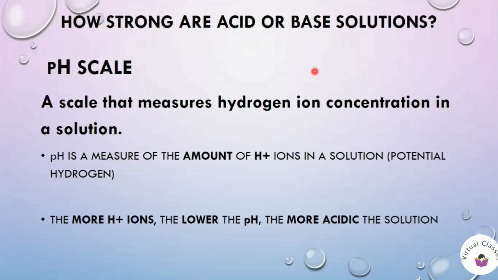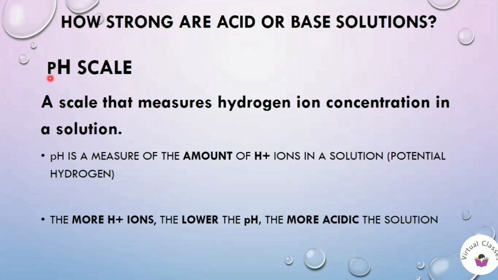For finding the strength of an acid or a base, we need to find out the amount of ions present in the solution. It is done by making use of a universal indicator, which is a mixture of several indicators. This universal indicator shows different colors at different concentrations of hydrogen ions in a solution. For this, a scale has been developed which is called the pH scale.